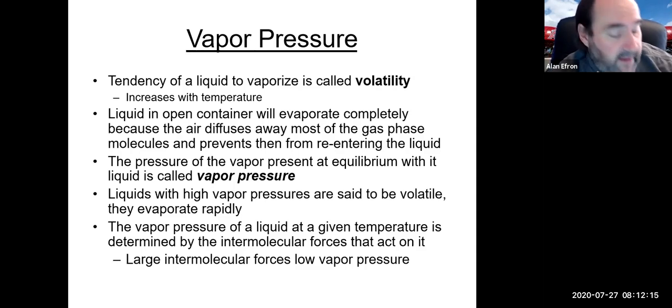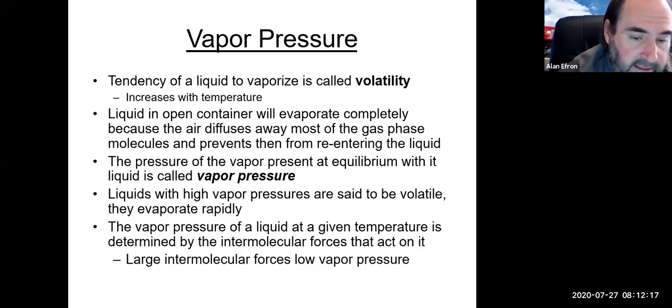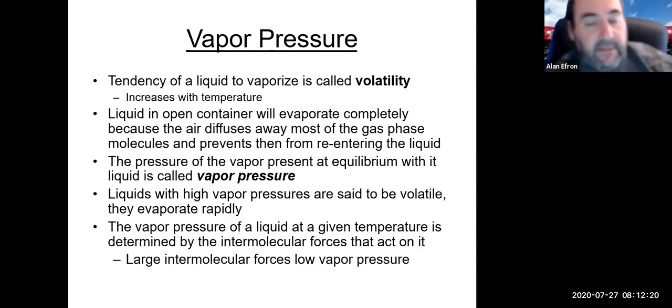One important idea is that the tendency of a liquid to vaporize is known as volatility. A liquid that's very volatile means that it will go into the gas phase relatively easily. That means they'll very quickly go from liquid to gas and produce a lot of gas. It increases with temperature. So when we talk about a liquid, say in an open container, it will start to evaporate at some point.